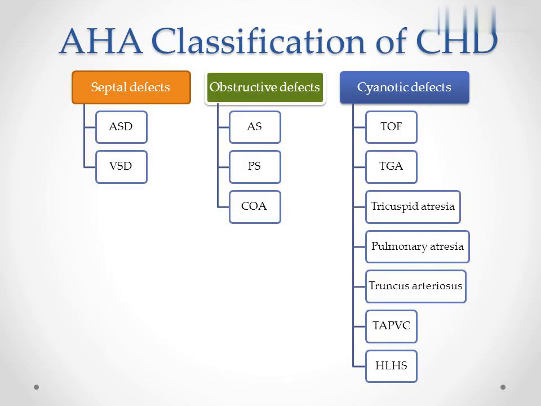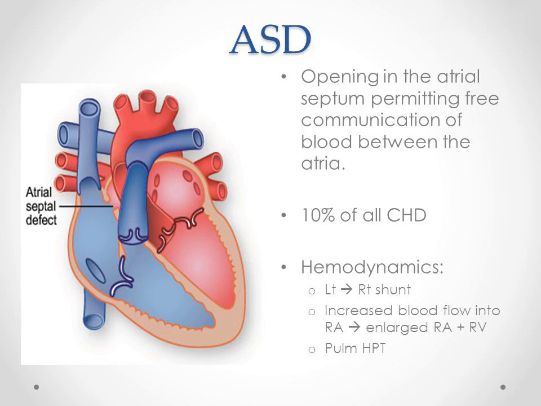AHA classification of CHD. Septal defects: ASD, VSD. Obstructive defects: AS, PS, COA. Cyanotic defects: TOF, TGA, tricuspid atresia, pulmonary atresia, truncus arteriosus, TAPVC, HLHS.